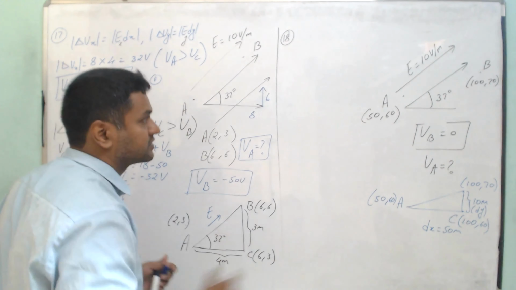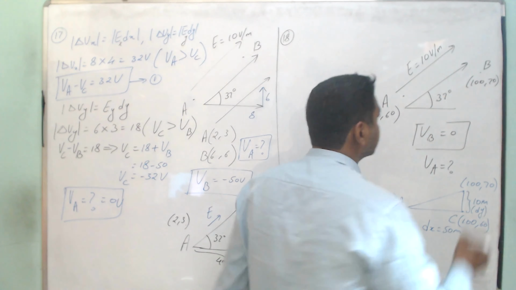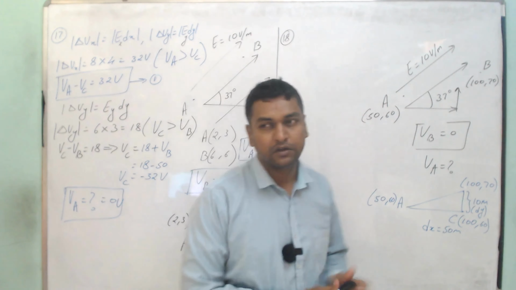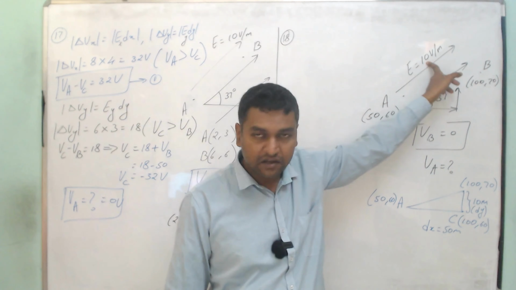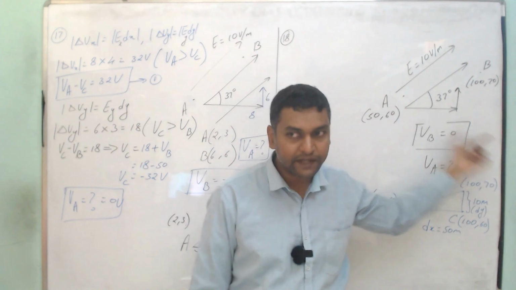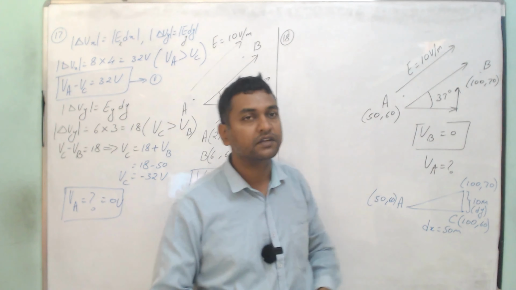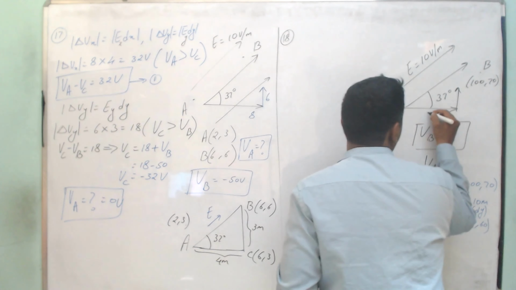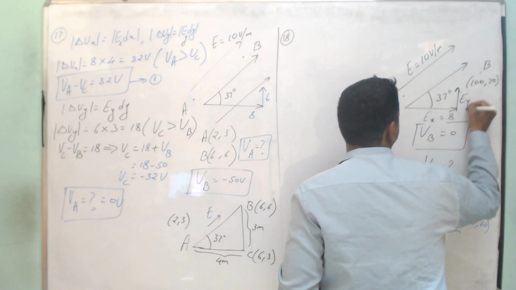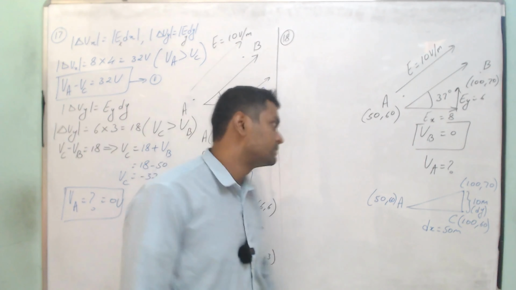Next, convert our electric field into horizontal and vertical components. What will be the horizontal component? What will be the vertical component? We have 10, so it is going to be 8 i cap plus 6 j cap, because the angle is 37 degrees. So along the x-axis Ex is equal to 8 volt per meter and along the y-axis Ey is equal to 6 volt per meter. Clear?